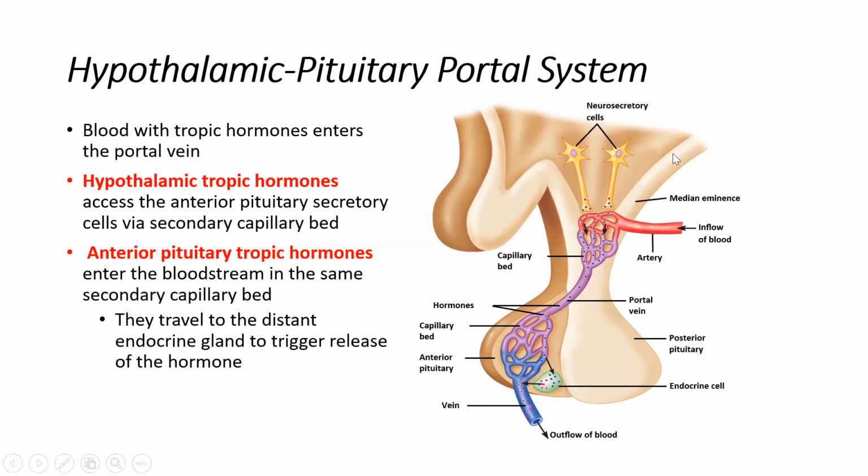So the hypothalamus releases a hormone that's called thyrotropin releasing hormone. And that tropic hormone goes into this capillary portal system and makes its way down to the anterior pituitary. Now that tropic hormone is going to then influence the anterior pituitary to secrete another hormone. So this is going to be thyroid releasing hormone. Now that secondary hormone will then enter the bloodstream. It's going to make its way to the thyroid gland, and it's going to stimulate the thyroid gland to secrete thyroid hormone.